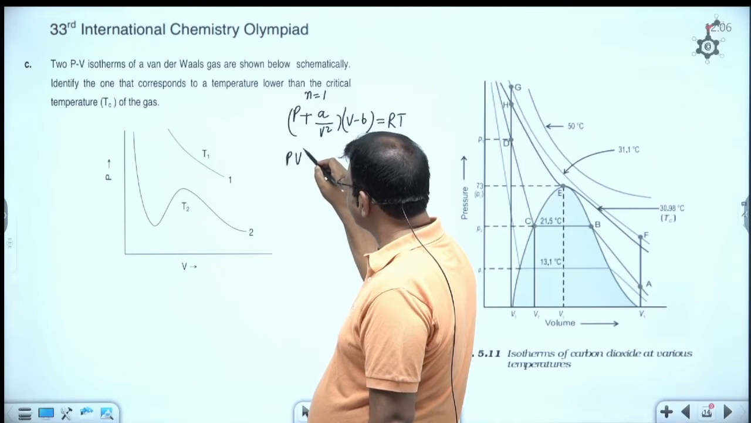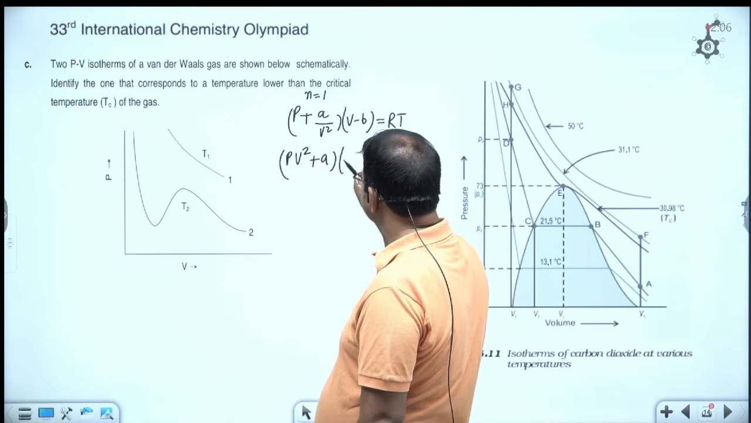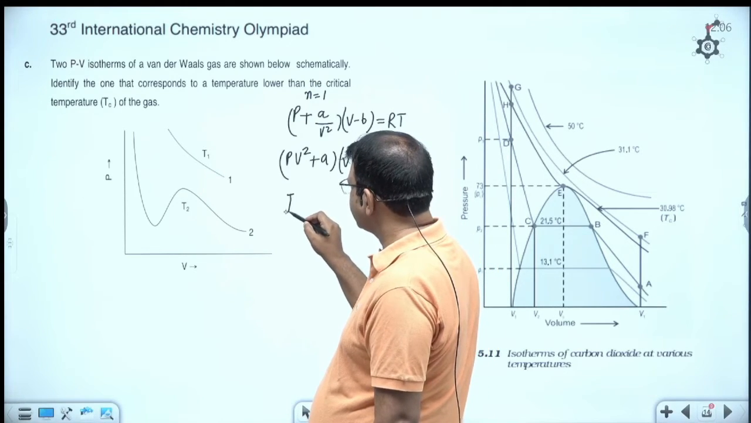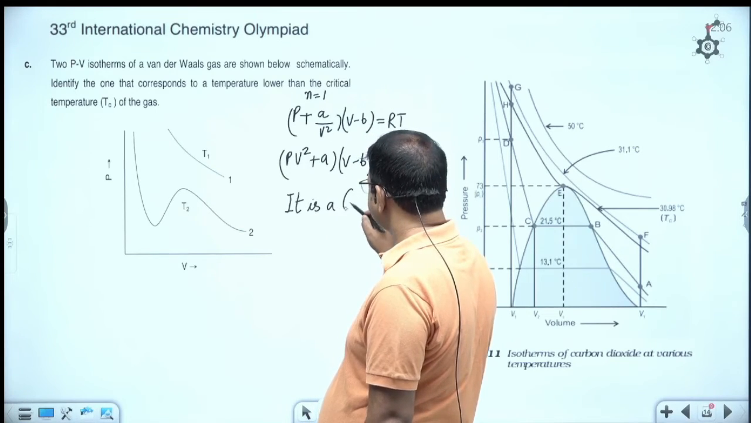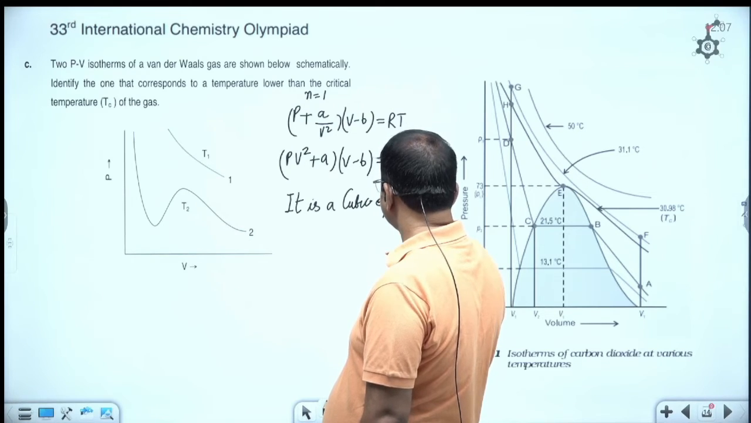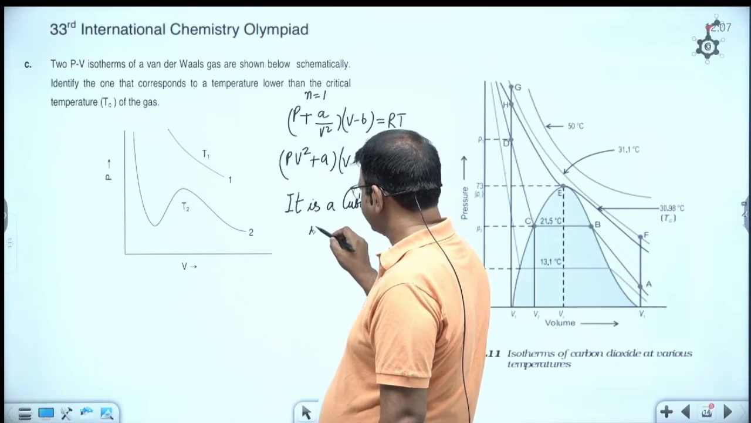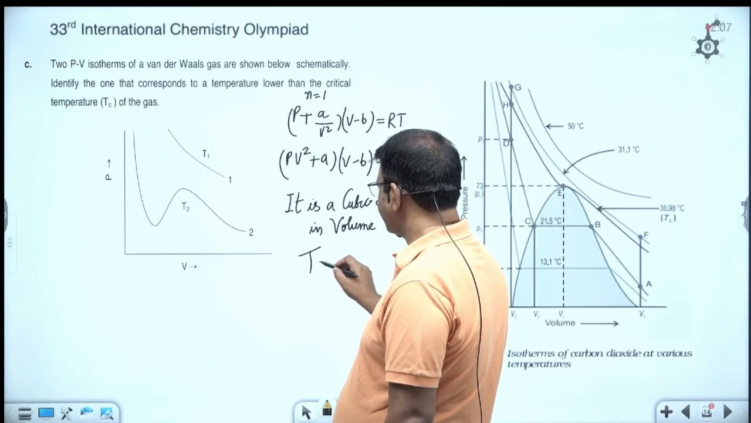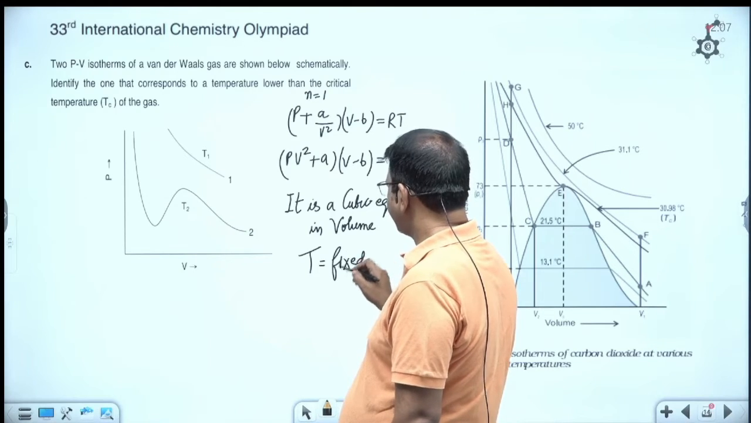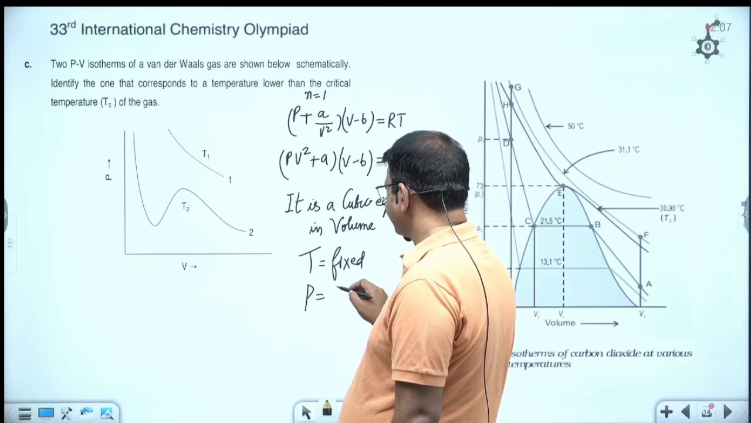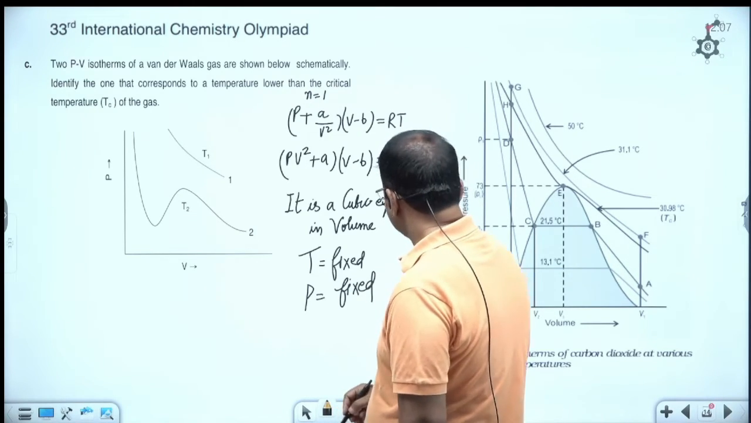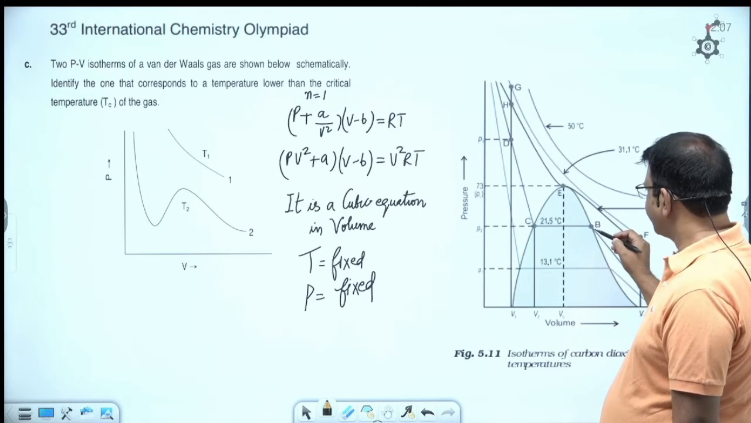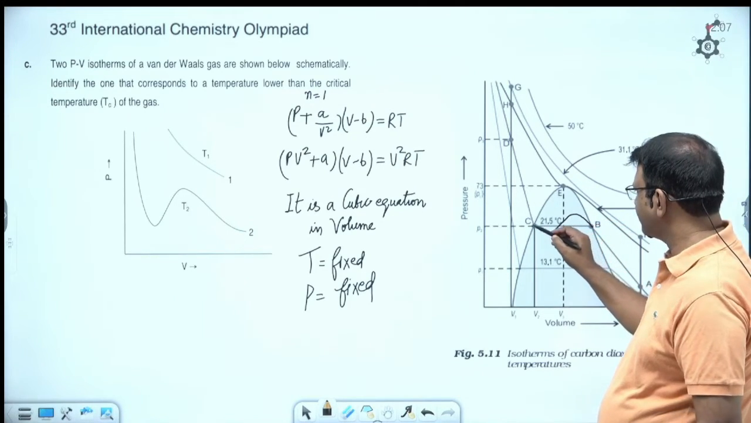I can write here that pressure into volume squared plus a V minus b is equal to V squared into RT. So when I simplify, we can say that it is a cubic equation in volume. And when we are discussing this cubic equation, at a particular temperature, temperature is fixed, right? For a fixed value of temperature and fixed value of pressure, अगर हम temperature और pressure को fix कर दें, so you can see here that ये जो equation है, when the temperature is below the critical temperature, then the graph, अगर मैं relate करूं जो बना, वो इस तरह का graph होगा.